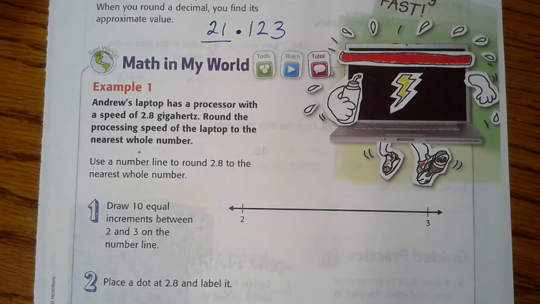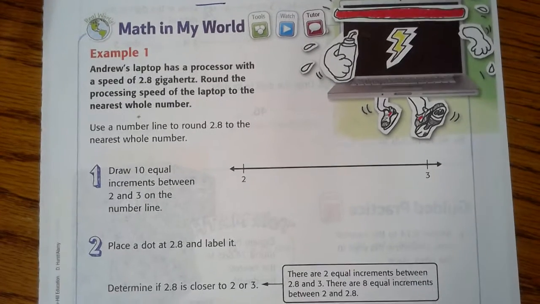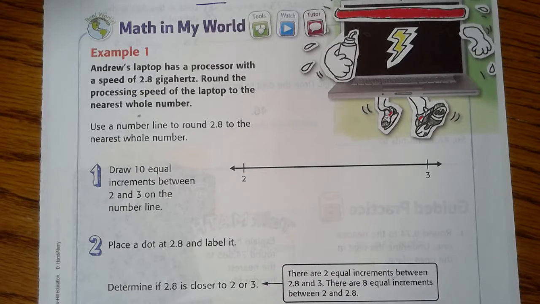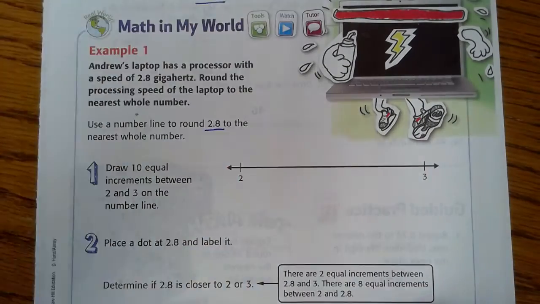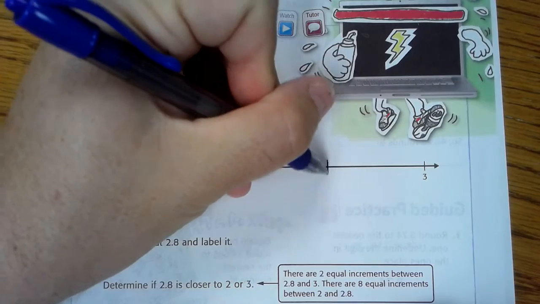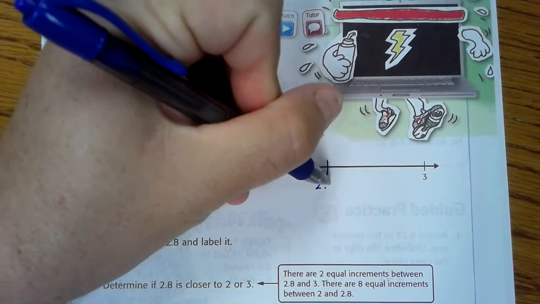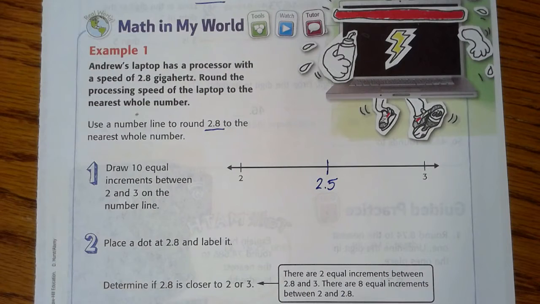So math in my world, example one: Andrew's laptop has a processor with a speed of 2 and 8/10 gigahertz. Round the processing speed of the laptop to the nearest whole number. So we could use a number line. This is kind of what I showed you guys a little bit yesterday, if some of you were confused on that. So we're looking at 2 and 8/10. As I did yesterday, I said, look right here. This is like 2.5, right? Or 2 and 5/10, 2.5.